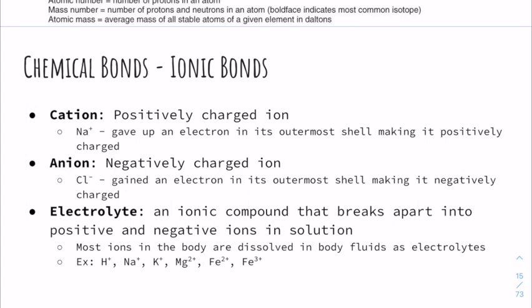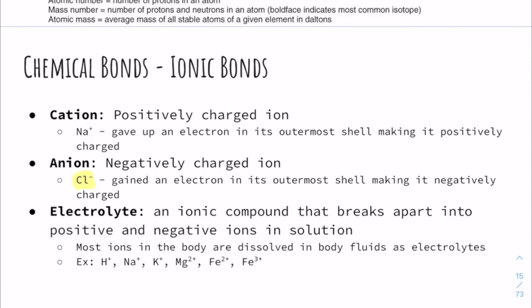An anion, on the other hand, is a negatively charged ion. They gained an electron for their outermost shell. Like I said on the previous slide, chlorine is a great example. They have 7 electrons in that outermost shell, so that means they want to gain 1 more. So they gain 1 more electron, so they have 1 more electron than protons, which makes them negatively charged.